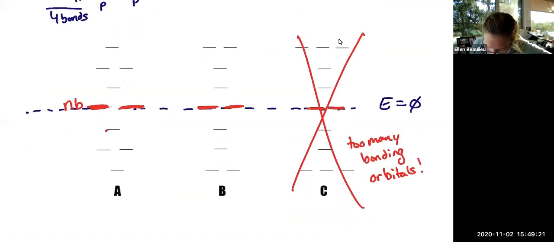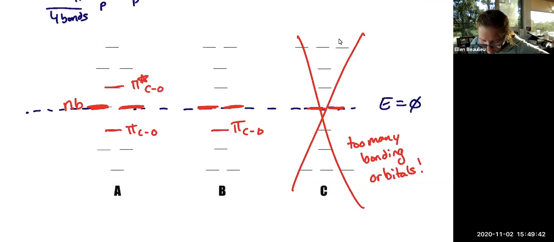And I see that for both of these diagrams, I have that type of situation. I have one type of bonding orbital that's lower in energy than non-bonding, but close to the non-bonding. So that would be my CO pi bond. Well, that means that the level right above would be my pi star CO.